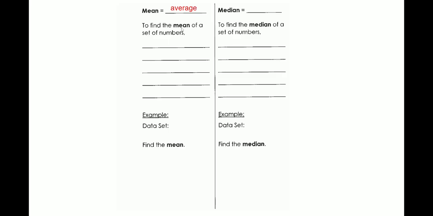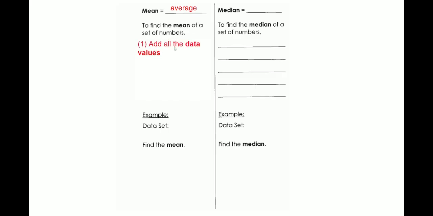So to find the mean or average of a set of numbers, the first thing you're going to do is add all the data values, being the numbers. Then divide by the total number of data values in the set. So let's say our data set is 88, 75, 92, 83, 87, and 79. Let's pretend this is how many inches tall people are in a classroom. Find the mean. Well, these are really tall people, but it's okay.